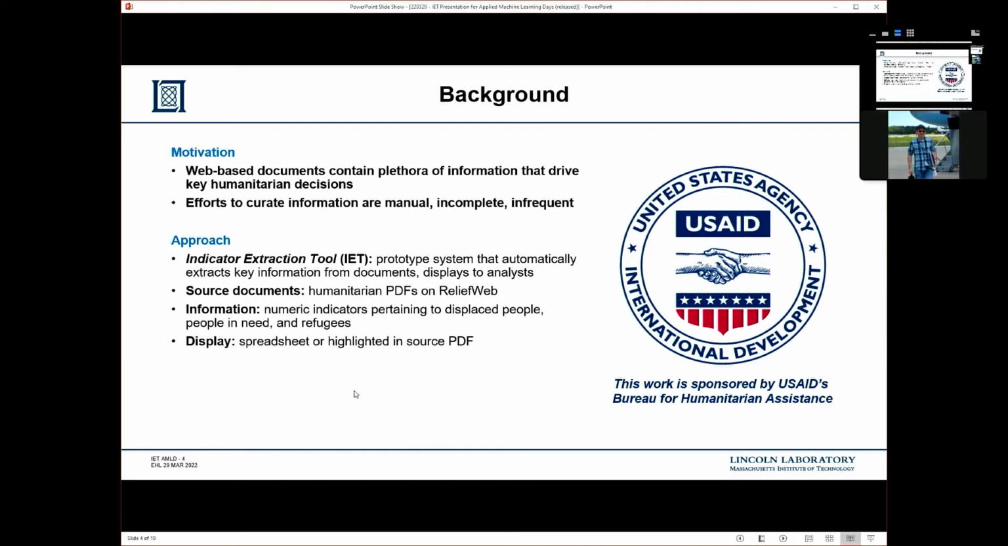What it does is, based on PDF format documents on ReliefWeb, it scans them and extracts numeric indicators. So these are sentences saying things like number of people that were displaced, number of people in need, number of refugees, and so on and so forth. And then it either extracts those indicators and puts them in a spreadsheet, or it highlights them in the source document itself. This work proceeded in 2 phases, each 8 weeks long, and both of these sets of dates were last year in 2021.